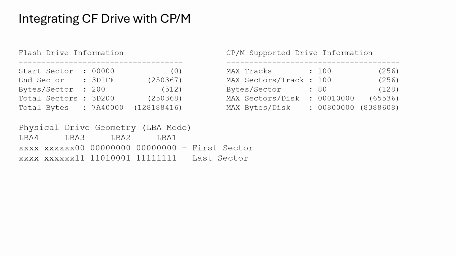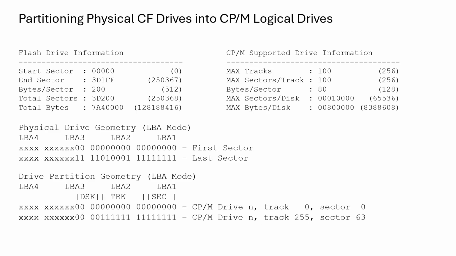Now notice that in CP/M, the maximum bytes in a disk that are supported is around 8 meg. So I've got 128 meg in the CF drive, but CP/M will only support 8 meg in a drive. So I'm going to need to break this drive up. If I want to use all of the space efficiently on this compact flash drive, I'm going to have to create virtual disks. With LBA mode, this actually becomes pretty simple. This is how I did it.